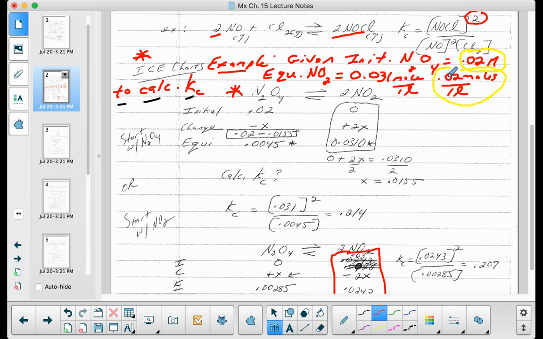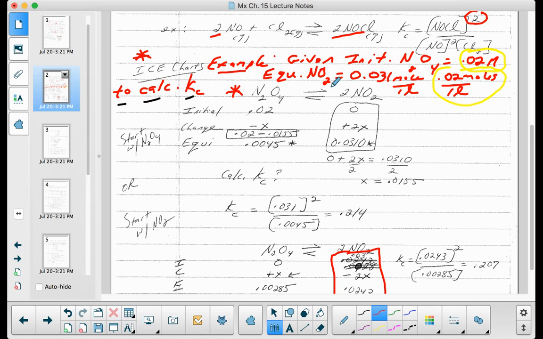Sometimes it will be given as moles per liter. So 0.02 moles for every 1 liter. It might say 0.02 moles are in a 1 liter vessel. If it's something like 0.02 moles in a 2 liter vessel, then you just have to be careful because your concentration would be 0.01. So you just want to watch for that.